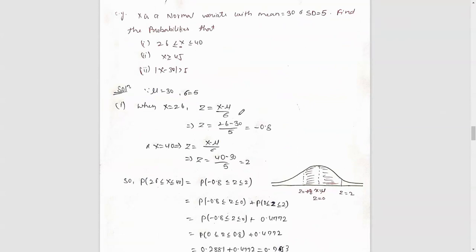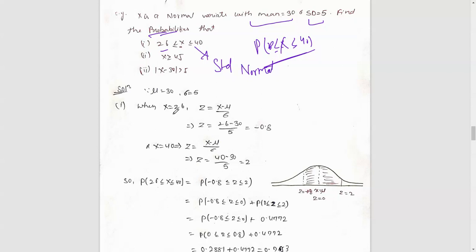Let's say x is given a normal distribution with mean 30 and standard deviation 5. You need to find the probability that x is greater than or equal to 26 and less than or equal to 40. Obviously, I told you this should be translated into a standard normal distribution, because your table values in the questions will be given in that form.